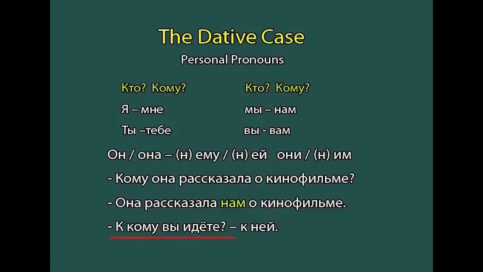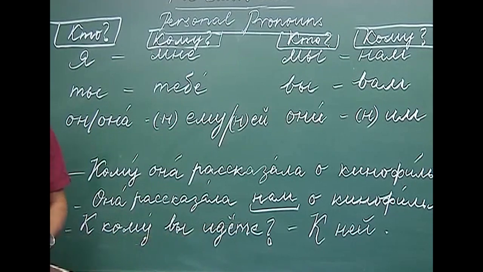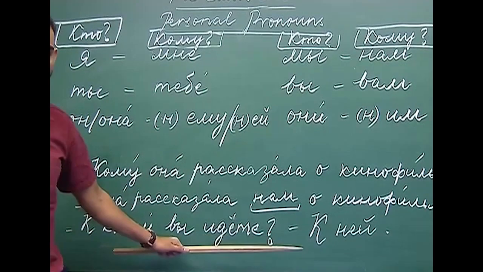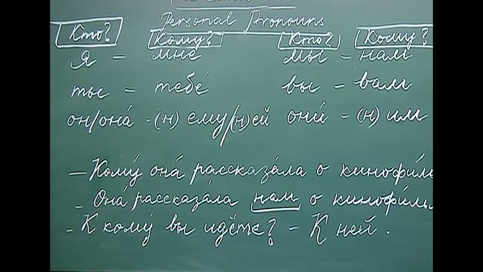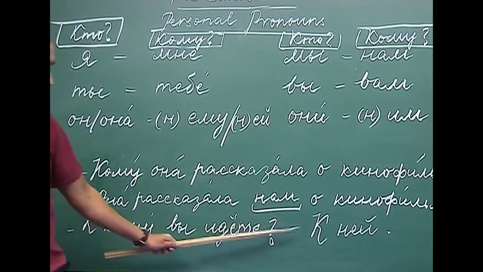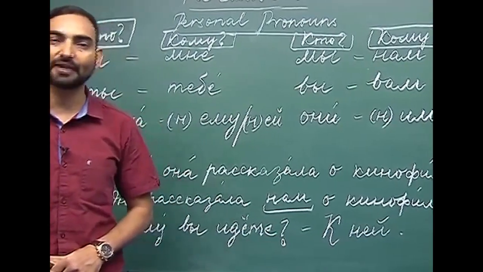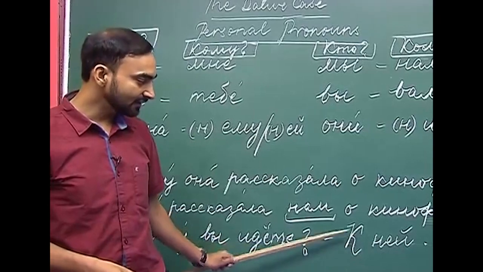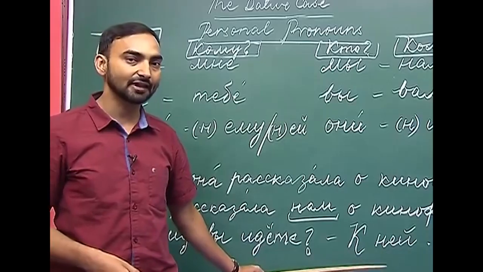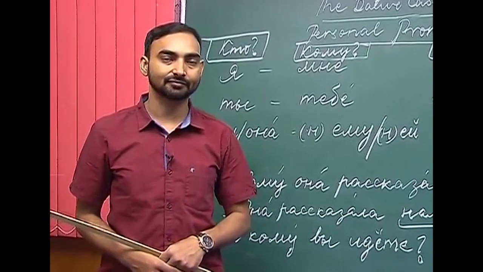The next question is kakamu vi idioche? Ichi is to go or to come. So, here, to whom are you going, or to which place, to whose place are you going? Here I have used knei: ya idu knei. I am going to her place. As you can see, with the preposition ka, I have used nei. So, an additional n has been used. So, this is about the personal pronouns in the dative case.